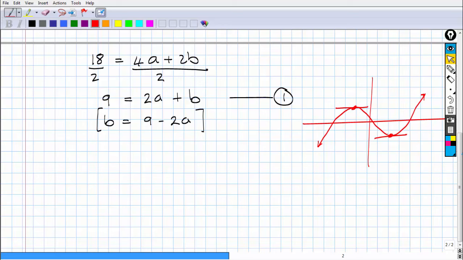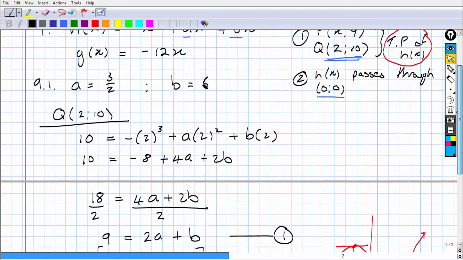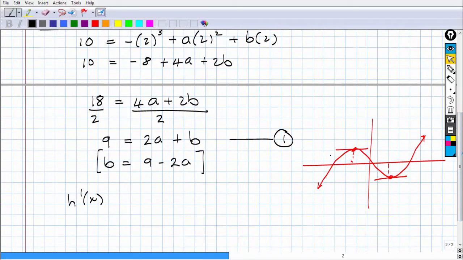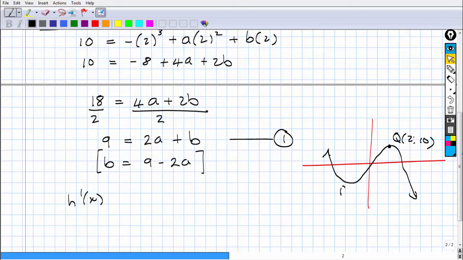Well, we take the derivative. The derivative set to 0 will give us, at least, the x value at that point. So that's what we've got to do: take the derivative, which is h dash of x, set it to 0, and then we will get the x value at that point. I've actually drawn the whole graph wrong. The graph actually looks like that, so let me remove the red graph. This is our point Q, which is at (2, 10), and this is our point P, which is (x, y). If we take the derivative and set it to 0, we are going to get this x value of 2.